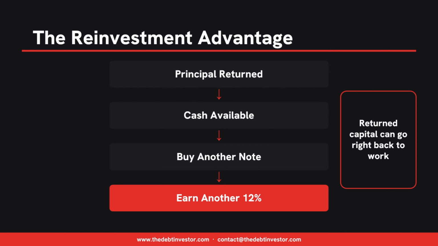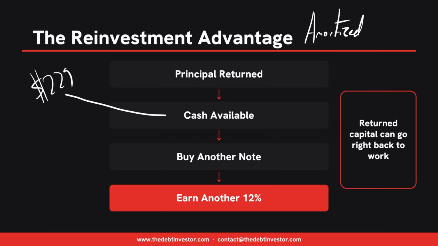So here is the advantage of amortized loans, right? It gives you the ability to reinvest. And I love it, right? So you get your principal back. Remember, month one, we got $229. Month two, we got a little bit more and a little bit more every month after. And so that's going to turn into available cash so that you can buy another note, right? And say that note also earns 12%.